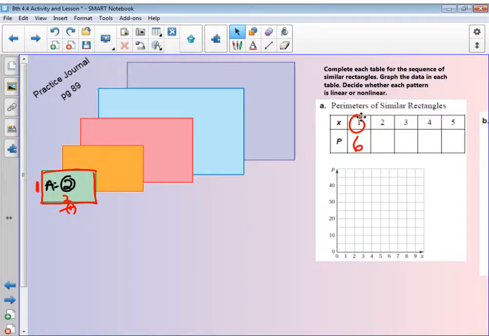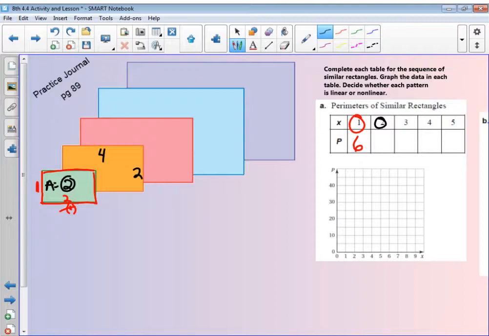The next rectangle is similar, which means it still follows that pattern of this being x and this being 2x. Okay, so we still do that. It's just that they're telling us that x this time is going to be 2. So wherever we have x, we're going to put a 2. So this becomes 2. And then here, this would be 2 times 2, which is going to give us 4 for that side.